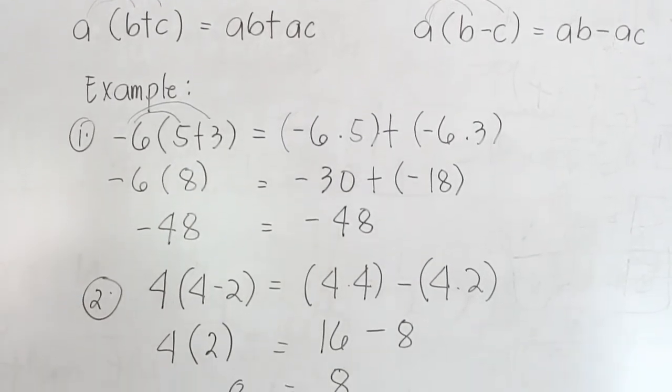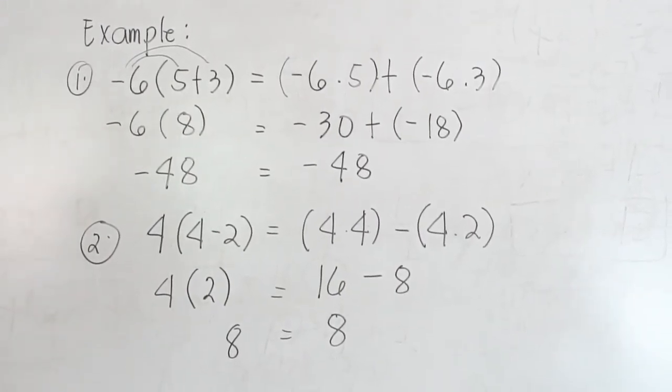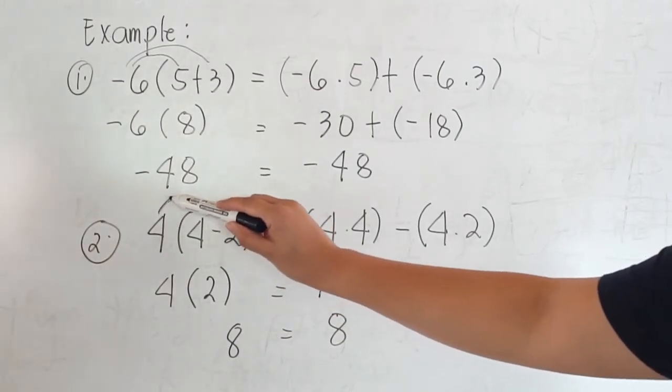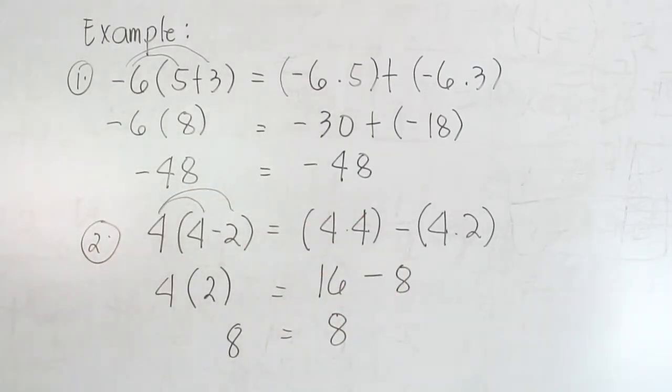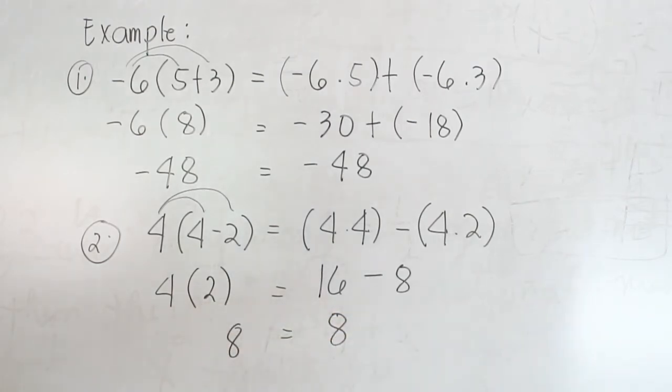Number 2, negative 4 times 4 minus 2. So i-distribute naman natin yung 4 times 4 and then 4 times 2. So 4 times 4 minus 4 times 2. So 16 minus 8 is 8, and then on the left side 4 times 2 is 8. So they have the same result.